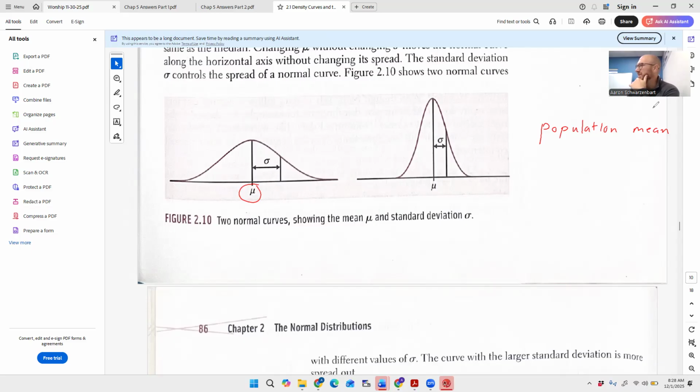But what if we did households? It's hard to get a hold of every household, right? And it takes a lot of work. We'll talk about census. So most of the time we don't actually know this. So that's mu.